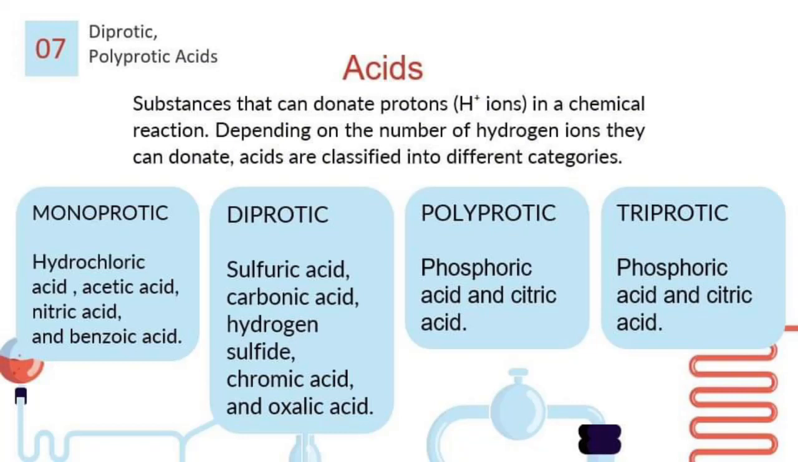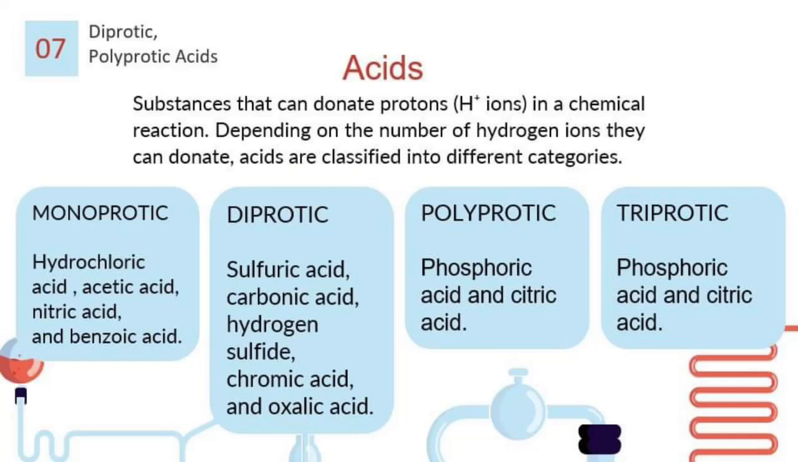The polyprotic acids can donate more than 2 protons per molecule in an aqueous solution. Examples include phosphoric acid and citric acid. In a chemical equation, polyprotic acids may donate 3 or more protons.